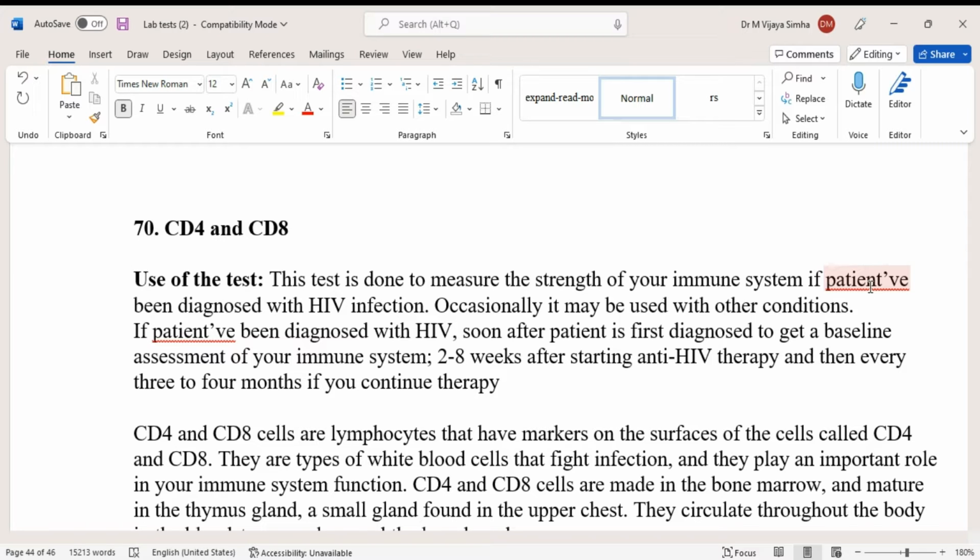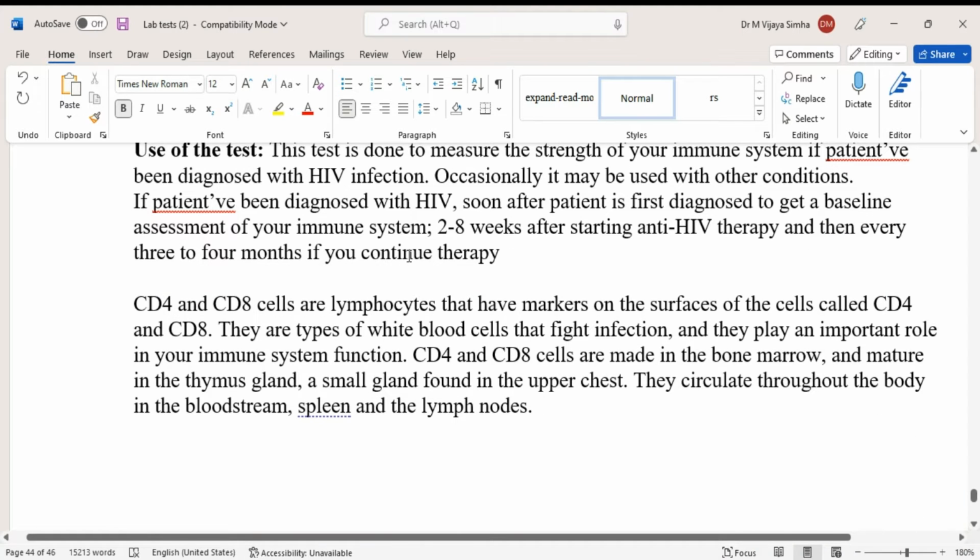Use of the test. This test is done to measure the strength of your immune system if patients have been diagnosed with HIV infection. Occasionally, it may be used with other conditions. If patients have been diagnosed with HIV, it is done soon after the patient is first diagnosed to get a baseline assessment of the immune system, 2 to 8 weeks after starting anti-HIV therapy, and then every 3 to 4 months if therapy is continued.